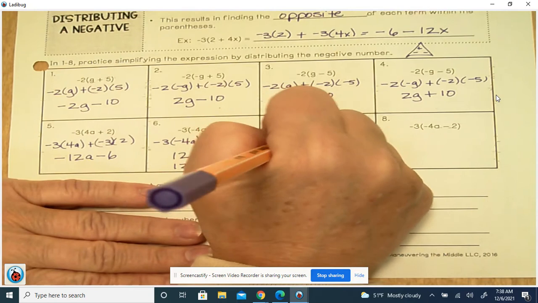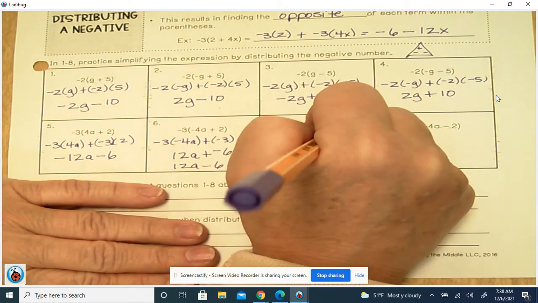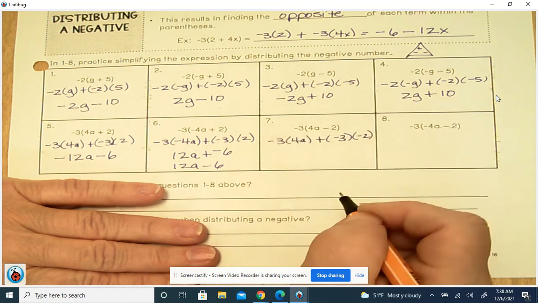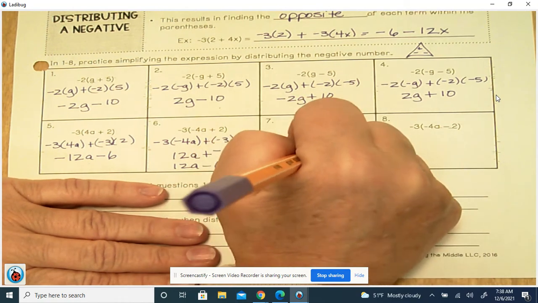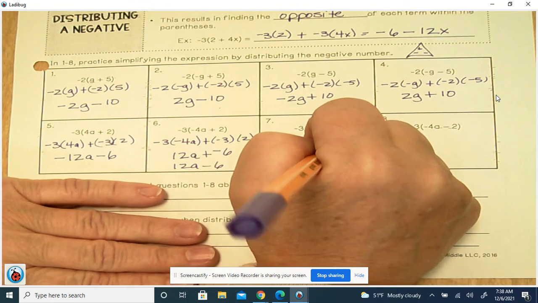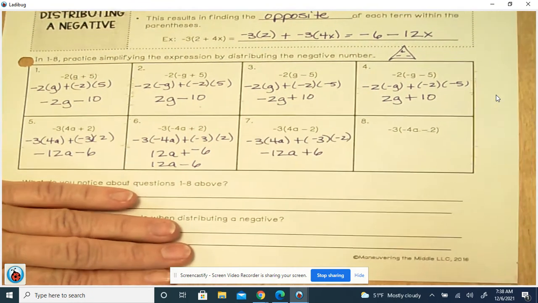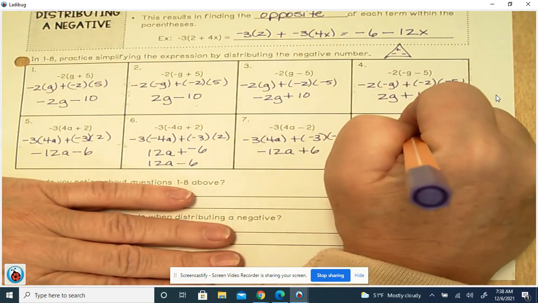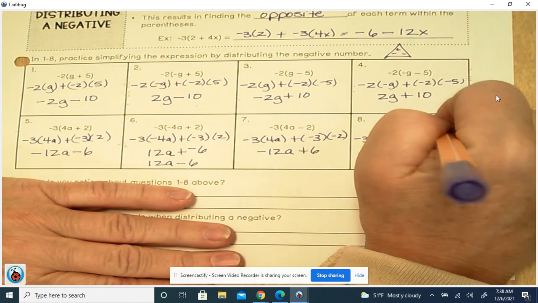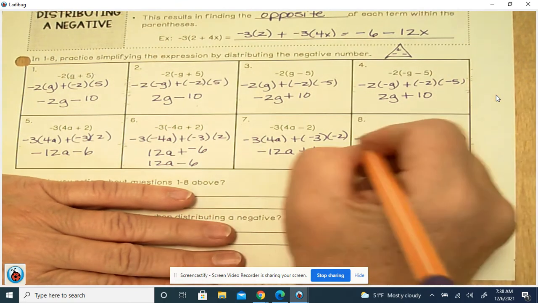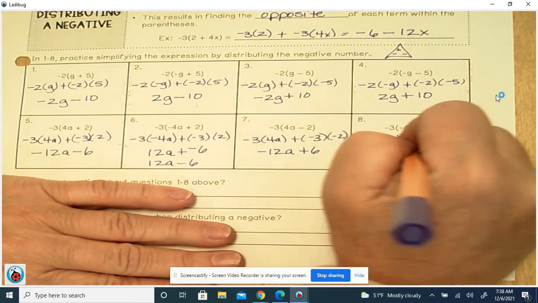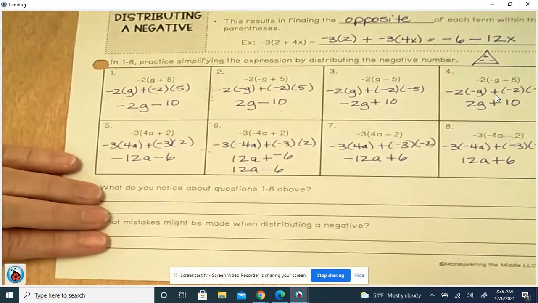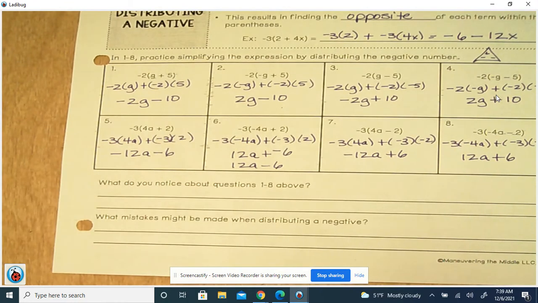Number 7, a negative 3 times 4a plus a negative 3 times a negative 2. Negative 3 times 4a is a negative 12a, and a negative 3 times a negative 2 is a positive 6. Number 8, a negative 3 times a negative 4a plus a negative 3 times a negative 2. A negative 3 times a negative 4a gives us 12a, and a negative 3 times a negative 2 gives us 6. So similar expressions, different answers.